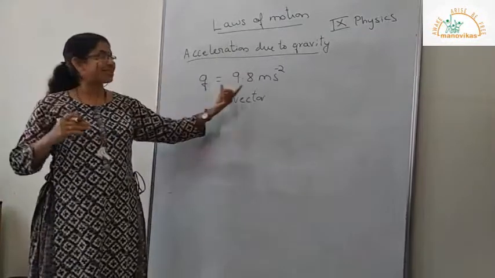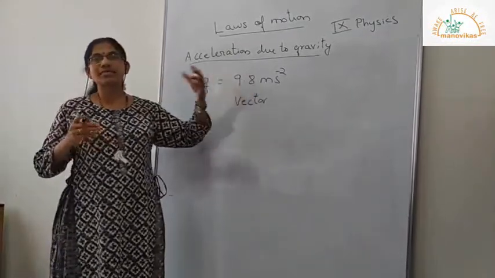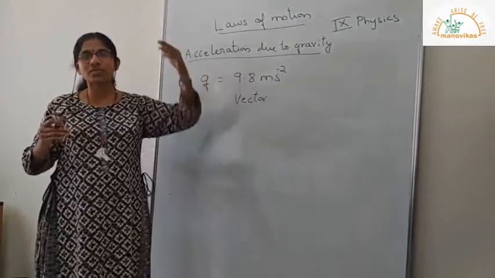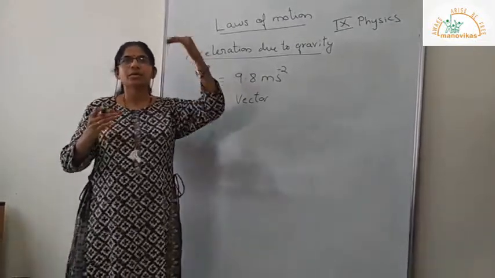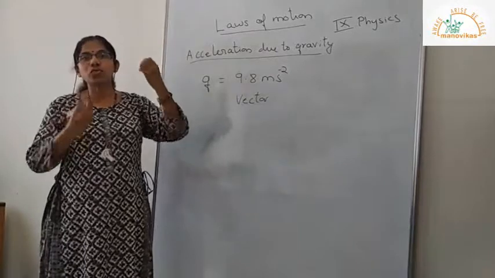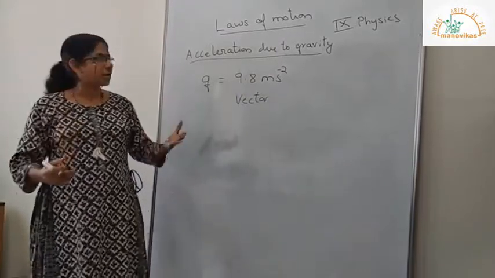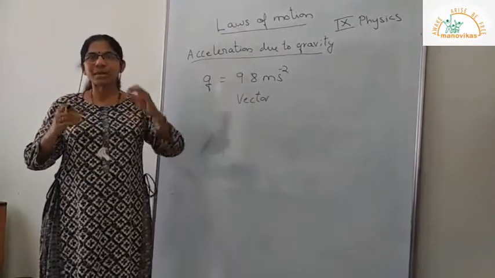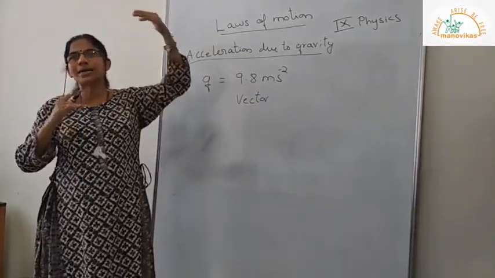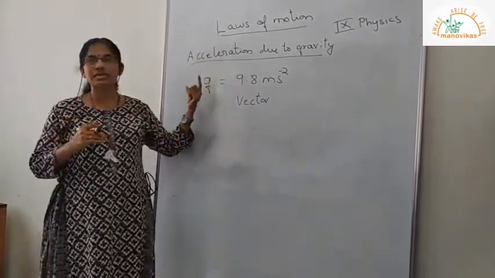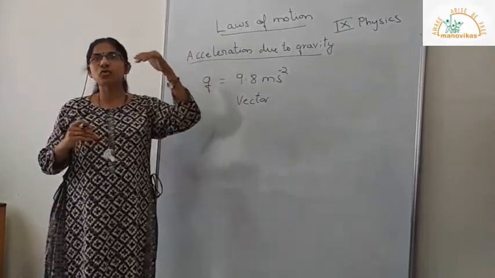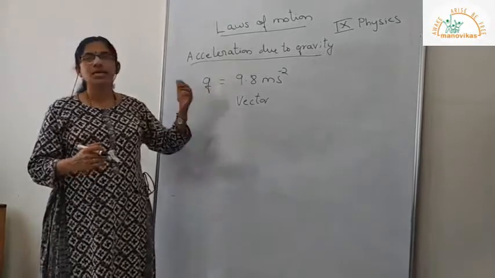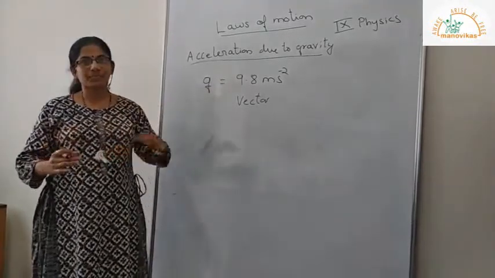How do you define acceleration due to gravity? It is the acceleration produced in an object when it is released from a certain height due to the force of gravity. Correct? And on the surface of the Earth it is maximum. As you go higher and higher, the value of g decreases, and as you go towards the center of the Earth also, the value of g keeps on decreasing. Correct?